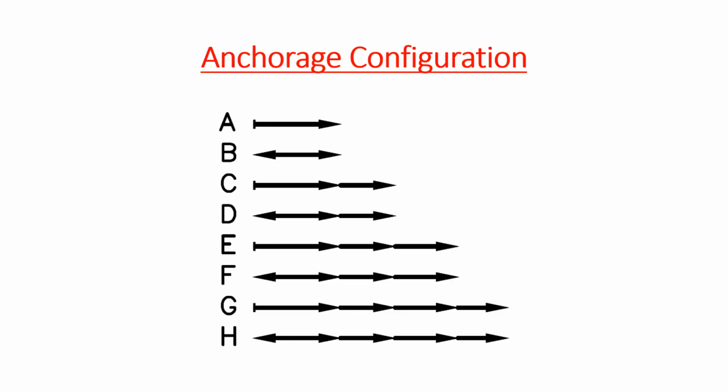The anchorage configuration for tendons can be seen here, with vertical lines representing dead ends and arrows representing stressed ends. You may notice that this follows a pattern. A cables have 1 dead end and 1 stressed end. B cables have 2 stressed ends. C cables have 1 dead end and 2 stressed ends, and so on.